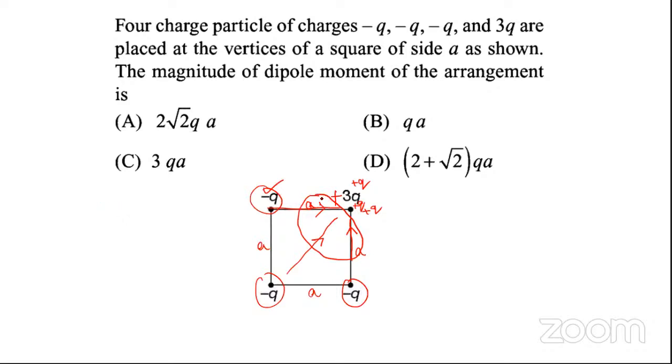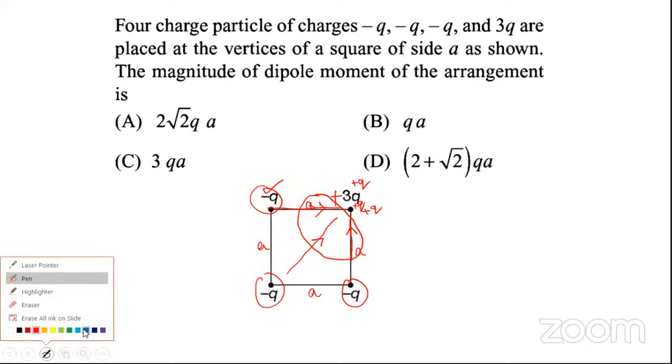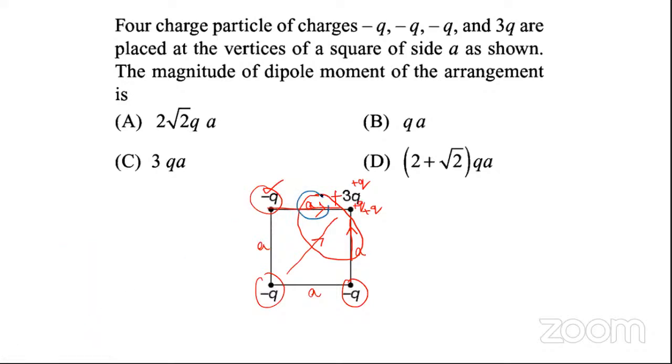An easier method to do this is to first find the resultant of the two outer dipole moments. This will come out in the same direction as this one, and that will be the square root of a squared plus a squared, which is root 2a, and the dipole moment will be root 2a into q.